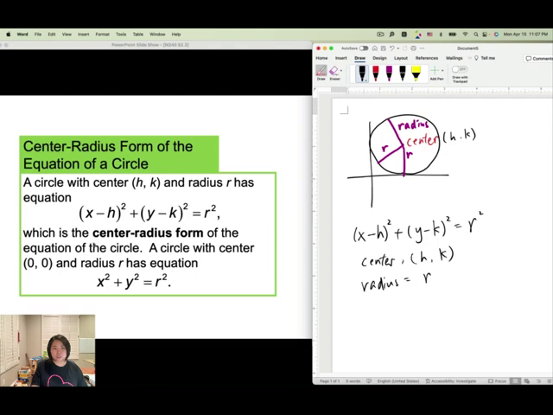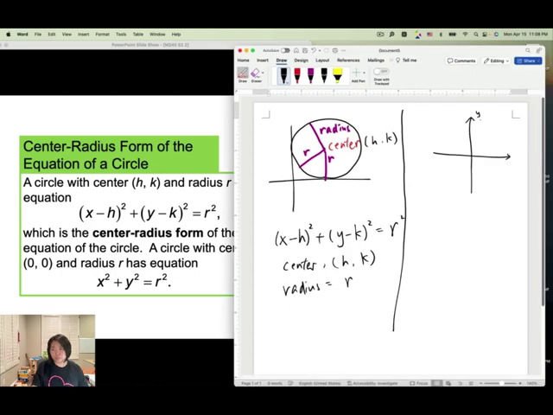And we have another equation called the center radius form of the equation of the circle. This is talking about when the circle with the center at the origin, (0, 0), and radius r has an equation. If this is my y-axis, x-axis, I do have the circle. Center is at the origin. Okay, the origin means (0, 0). And then let's say I have the radius equal to r.